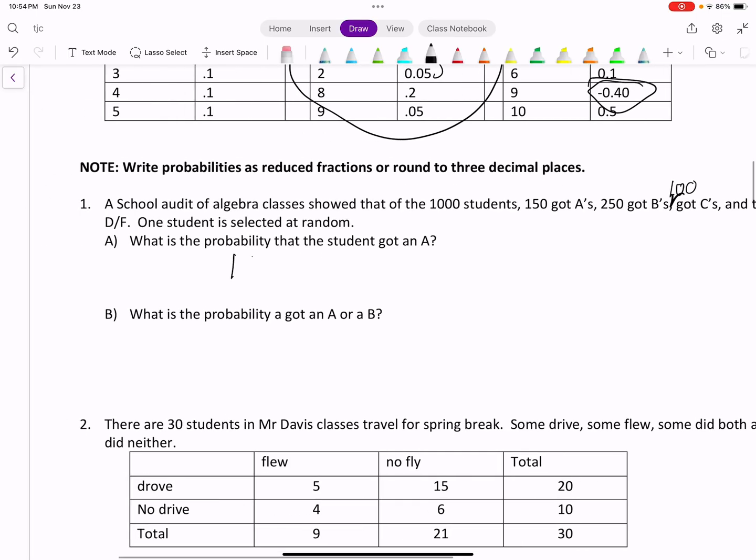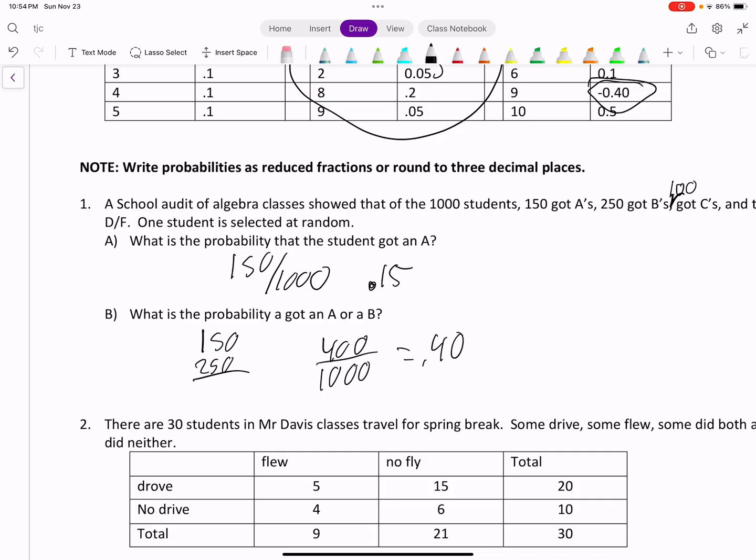What's the probability of a student getting an A? Well, that would be 150 over 1,000, which is 15%. Okay, what's the probability they got an A or a B? Well, that would be 150 plus 250, which is 400. So 400 out of 1,000, which is 40%. Okay, and then what's the probability that you got D's or F's? They don't ask for that, but you would use the complement rule. A's plus B's plus C's is 500. So the rest got D's and F's. So that would then be 500 over 1,000 using the complement rule.